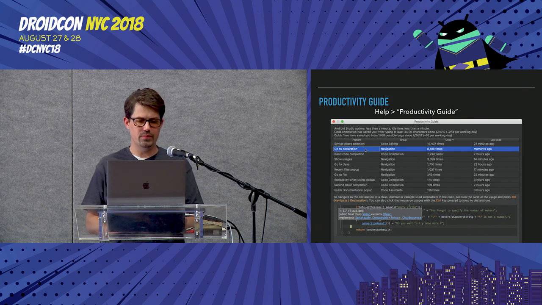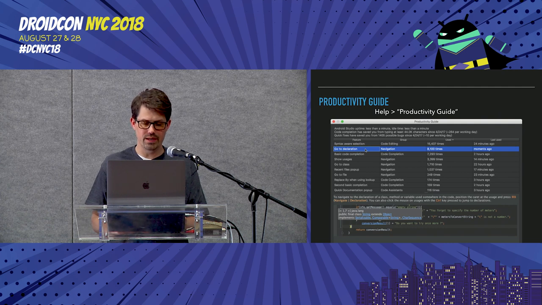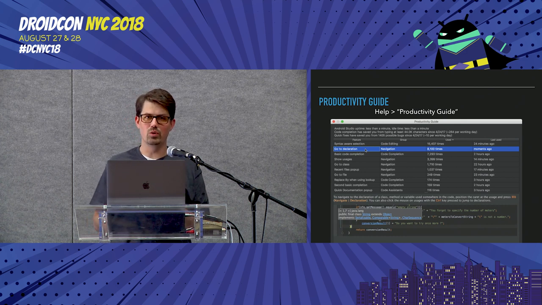So another thing that Android Studio gives you is the productivity guide. The productivity guide keeps track of all of the keystrokes and features of the IDE that you use, and tells you which ones you've used a lot of times, which ones you've never used, and then it gives you a summary of each thing. So for here, go to declaration, I've used it over some time period 8,100 times, and then it gives me an example of what that is. Now, if I sorted it the other way, it's going to give me the ones that I've never used. So maybe I want to look through those and see why I have these IDE features I've never used. Maybe I'll learn one a week or something like that to improve my productivity. So this is a good way to learn about things that you aren't using in the IDE.